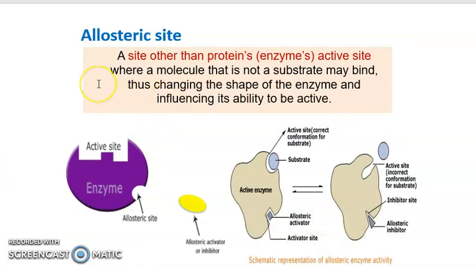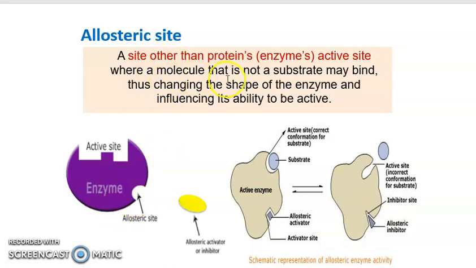Beside the active site, on the surface of the enzyme there is also another site that we call the allosteric site. So what is allosteric site? It is a site other than the protein or enzyme active site. Maksudnya site selain daripada active site yang berada pada surface of the enzyme here, so we call it allosteric site.